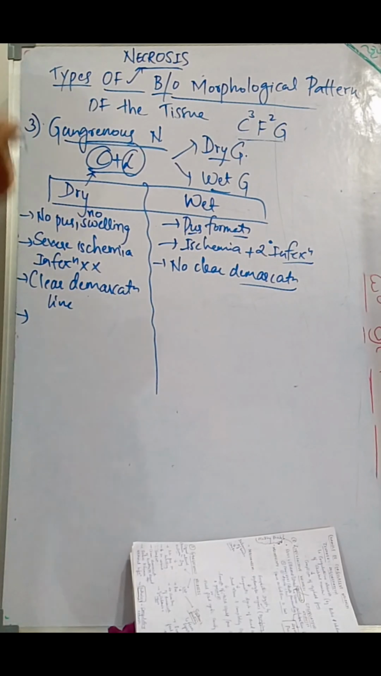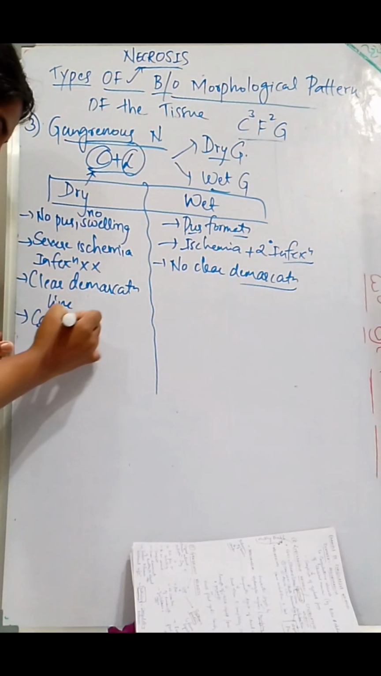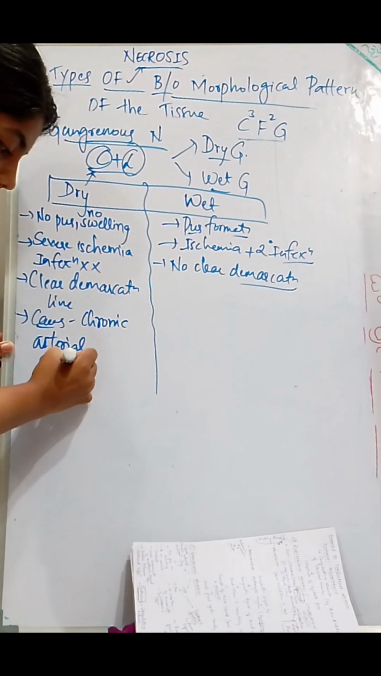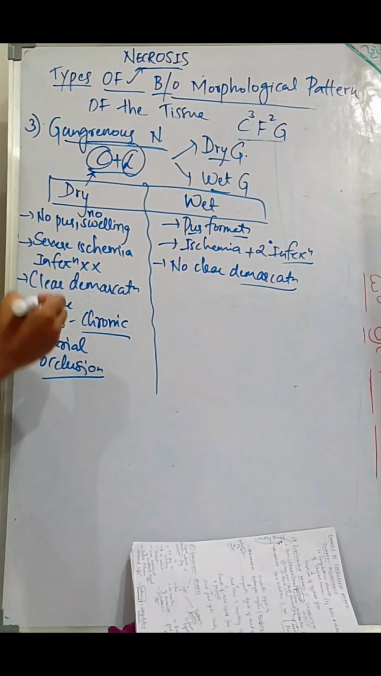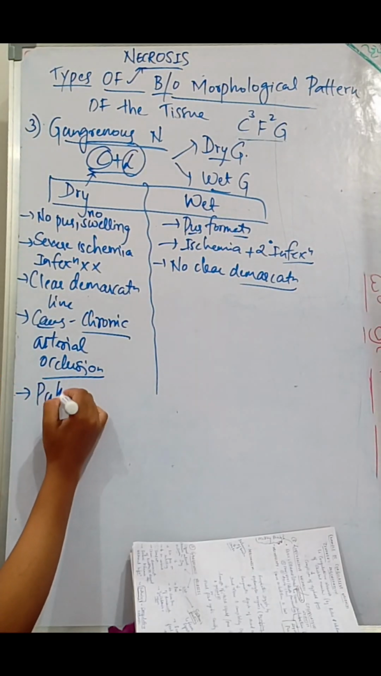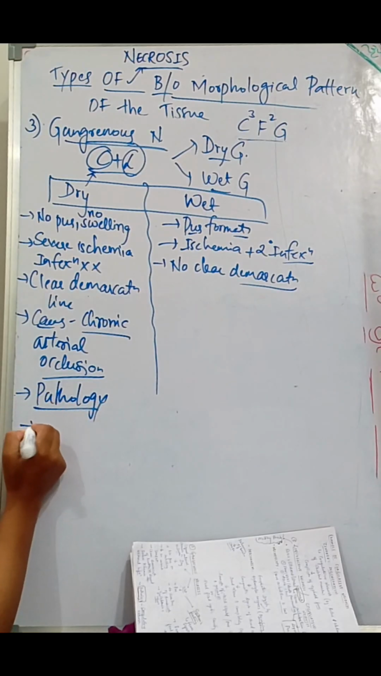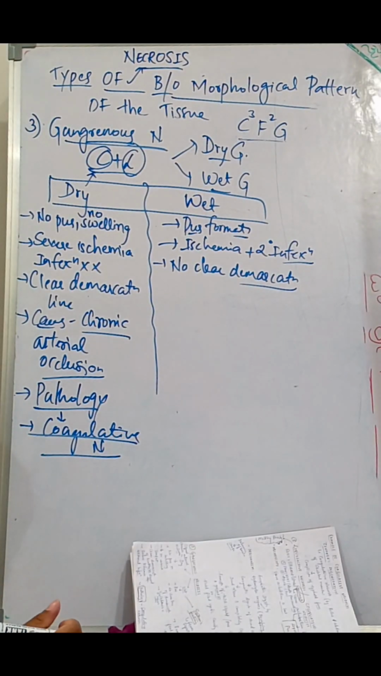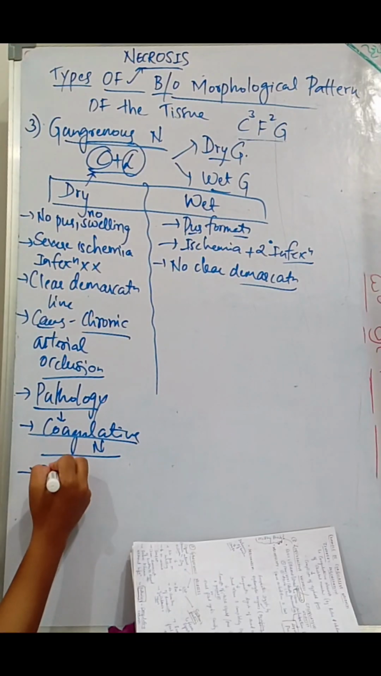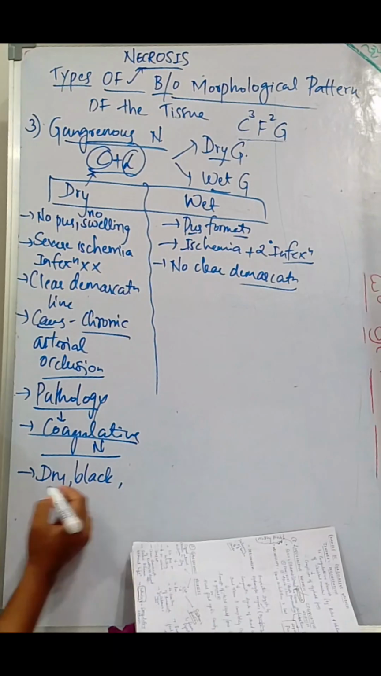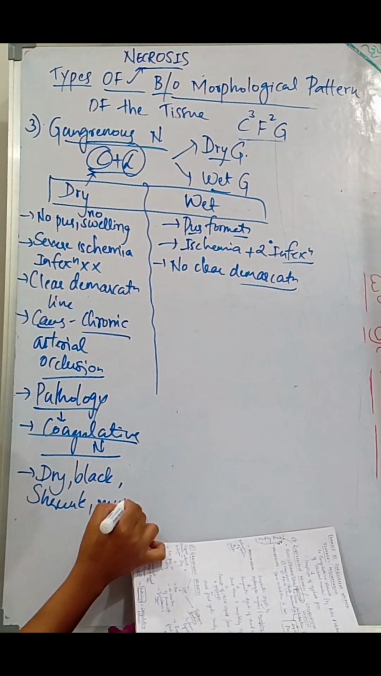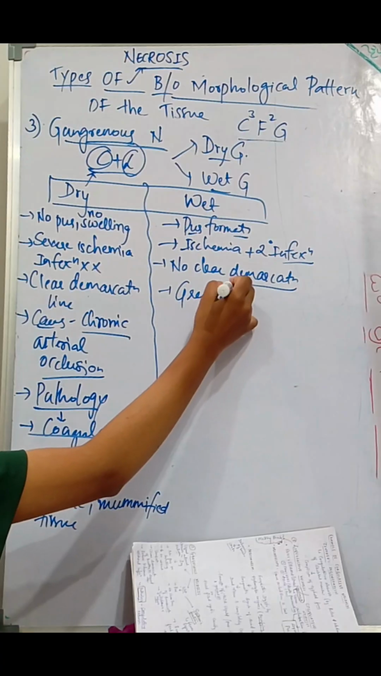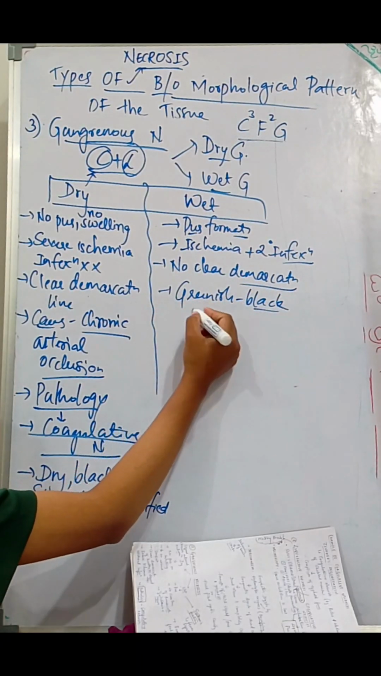So the next point here is that this is caused by chronic arterial occlusion. And the pathology of this is coagulative necrosis. And here we see dry, black, shrunken, mummified tissue, whereas here we see a greenish black appearance.